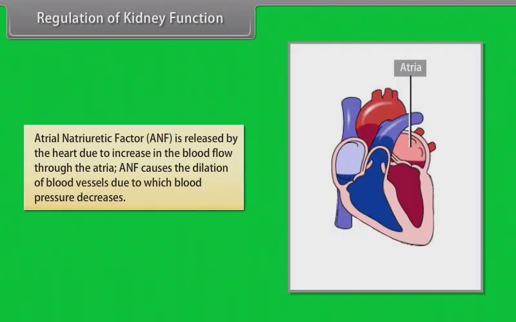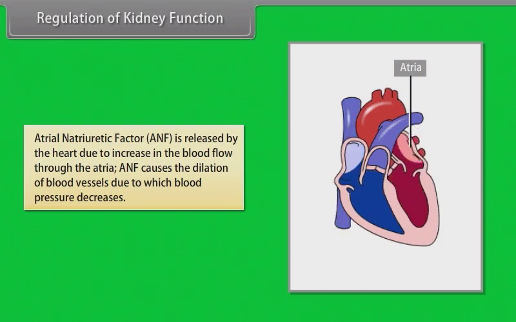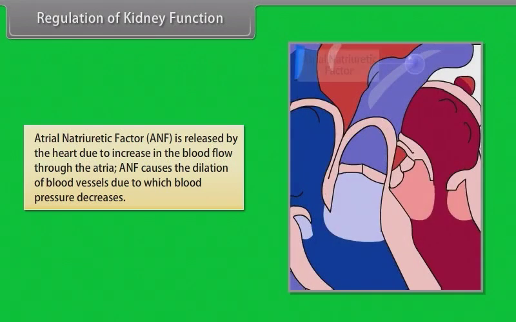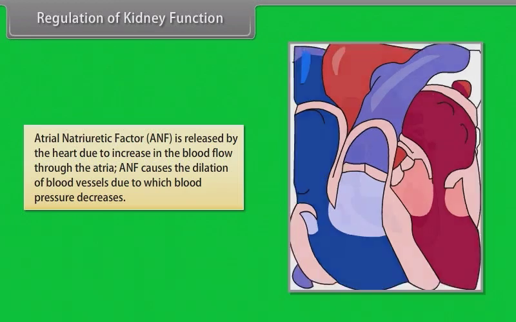Atrial natriuretic factor, ANF, is released by the heart due to the increase in blood flow through the atria. ANF causes the dilation of blood vessels due to which blood pressure decreases.